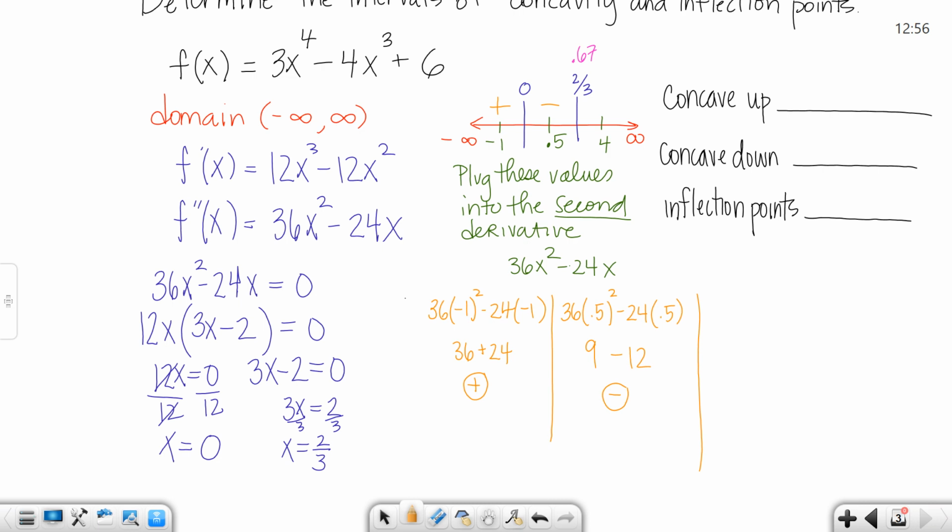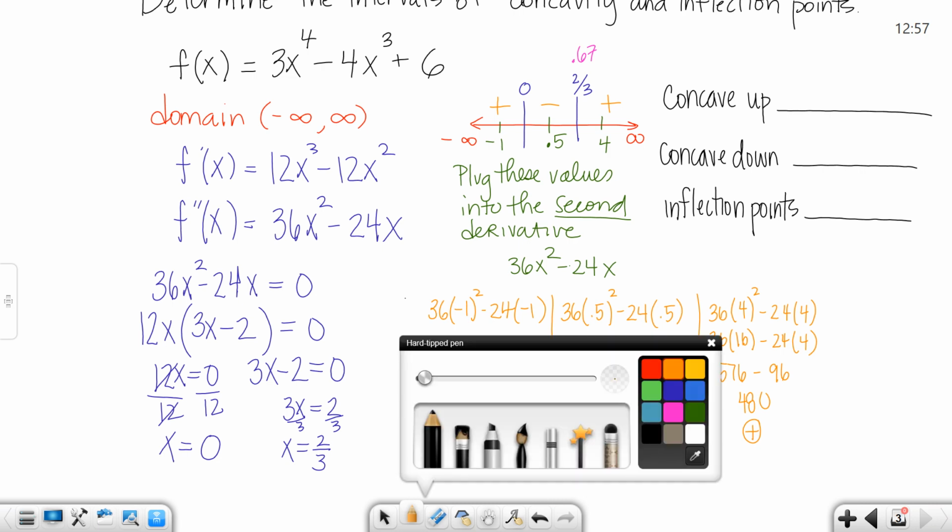So for the last one, I picked 4, a really big number. So when I picked 4, you're going to have 36 times 4 squared. Remember, you're plugging into the second derivative, minus 24 times 4. That's 36 times 16 minus 24 times 4. So this would be 576 minus 96, which is 480, I believe, which is positive.